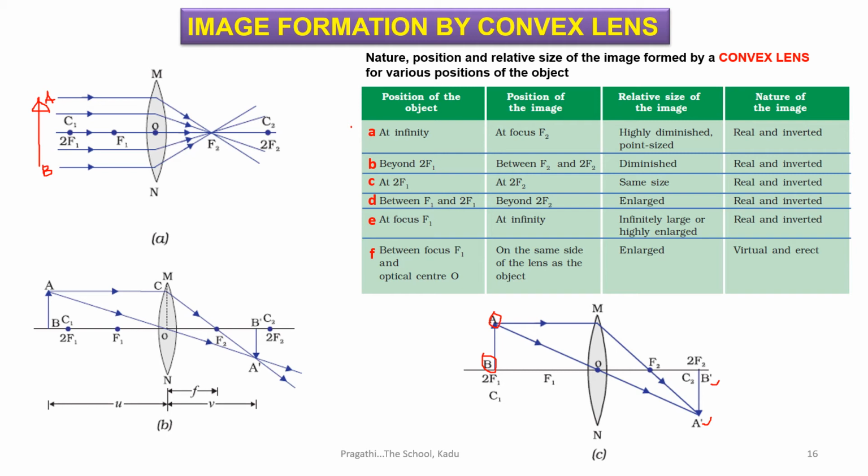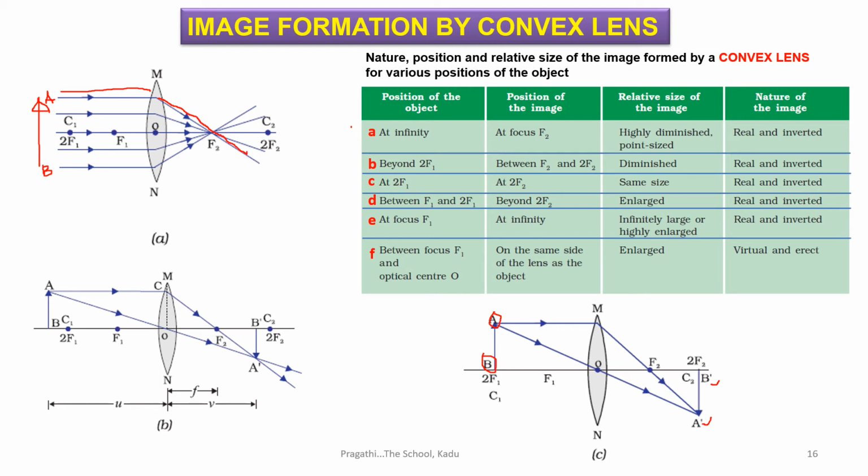So many rays are coming. Ray 1, 2, 3, 4, 5. What will happen? Once the ray comes, rule number 1 says that whenever it is coming parallel to the principal axis, it touches and it converges, and passes through the focal point.